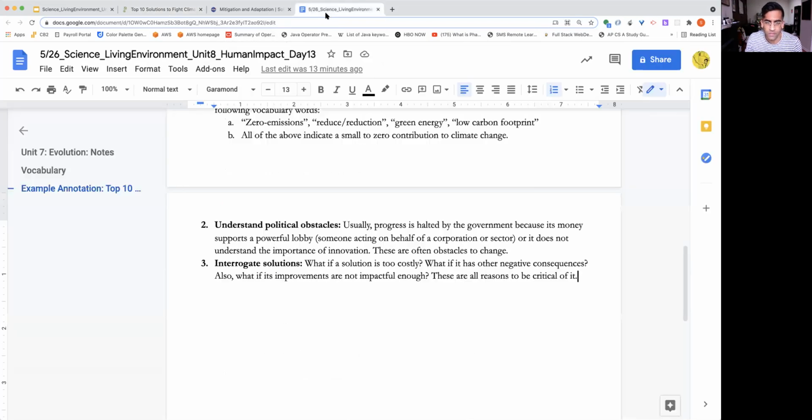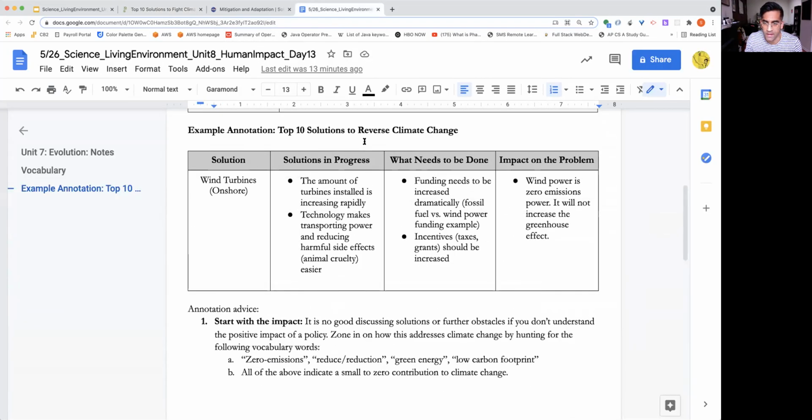All right. So if we were to add into what needs to be done, see that funding needs to be increased dramatically. And we have the fossil fuel versus wind power funding example. Notice that I'm summarizing, putting things into my own words.